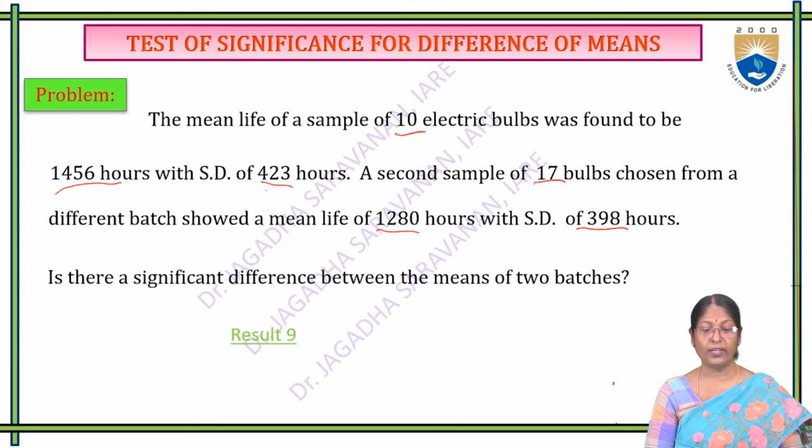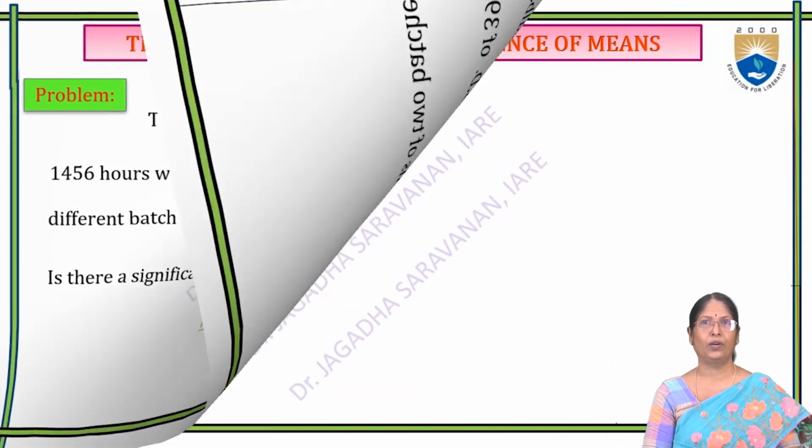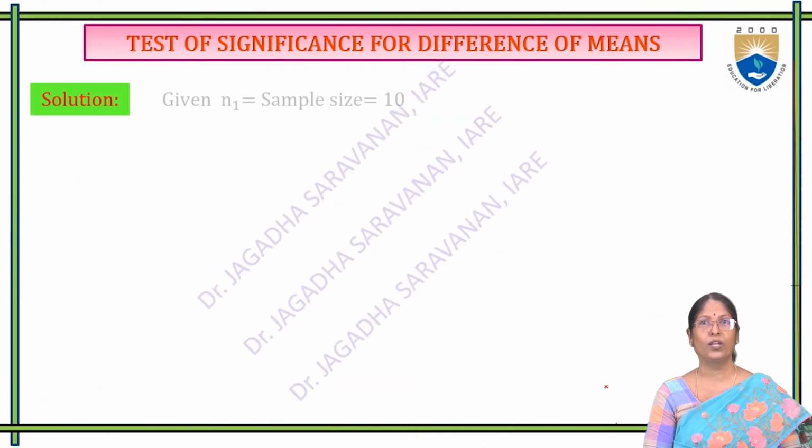Is there any significant difference between the means of the two batches? First, the null hypothesis says there is no significant difference, and the alternative hypothesis says yes, there is a significant difference. Let us see how we can solve this problem.